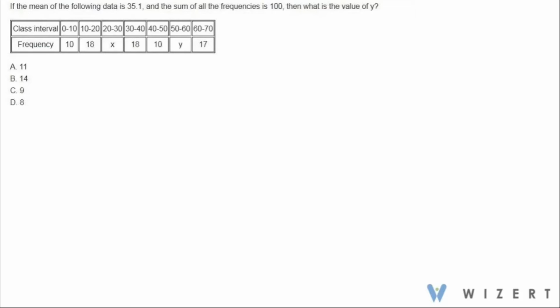We have this question here. If the mean of the following data is 35.1 and the sum of all frequencies is 100, then what is the value of y?